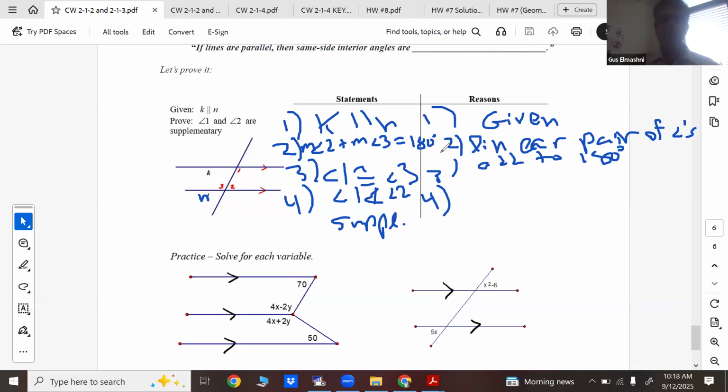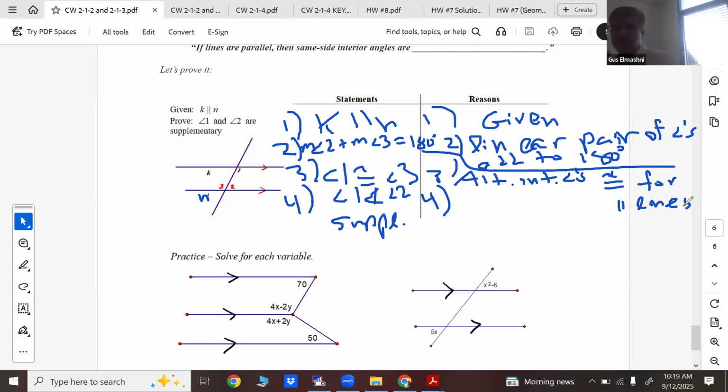And that's because alternate interior angles are congruent for parallel lines. Very important. You got to say parallel lines are congruent. Because you could have 2 lines that are not parallel. They're still alternate interior, but they won't be the same. Not as parallel. Has to be parallel.